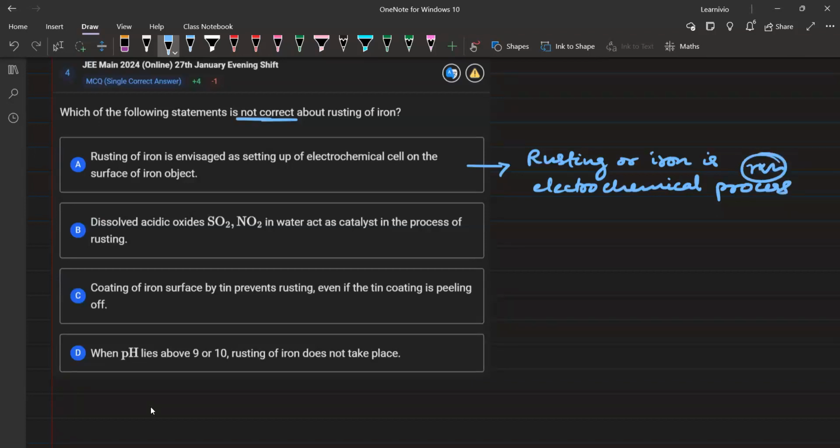Okay? Dissolved acid oxidizes SO2 and NO2 in water, acts as a catalyst. Basically, it is saying that if you have an acidic medium, then it is going to act as a catalyst for the process of rusting. Then it is saying coating of iron surface by tin prevents rusting, even if the tin coating is peeled off. Then it is saying when pH lies above 9 or 10, rusting of iron does not take place.